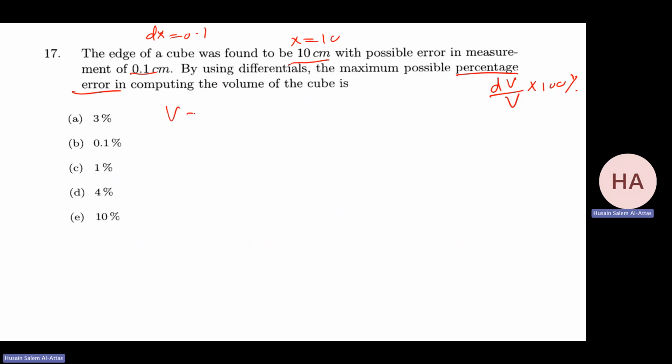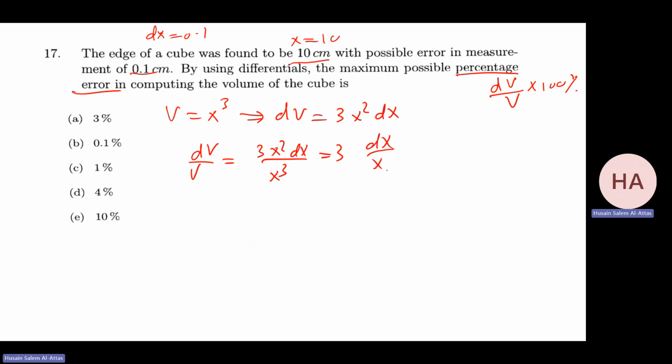What is the volume of the cube? V = x cubed, so dV is 3x squared dx. dV over V will be 3x squared dx over x cubed, and that will be 3 dx over x. Okay, and that will be 3 times 1 over 10 over 10, which is 3 over 100.